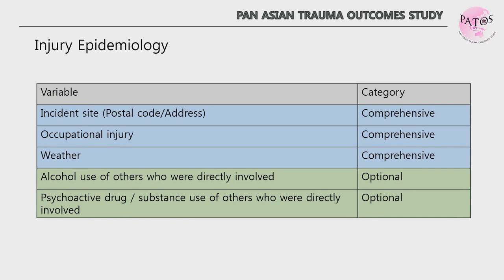Comprehensive variables include postal code and address of the incident site, whether the injury was occupational, and whether it was a holiday of the day when the injury occurred. For those who were not patients but were directly involved in the incident, we will collect two optional variables: their alcohol use and psychoactive drug and substance use.